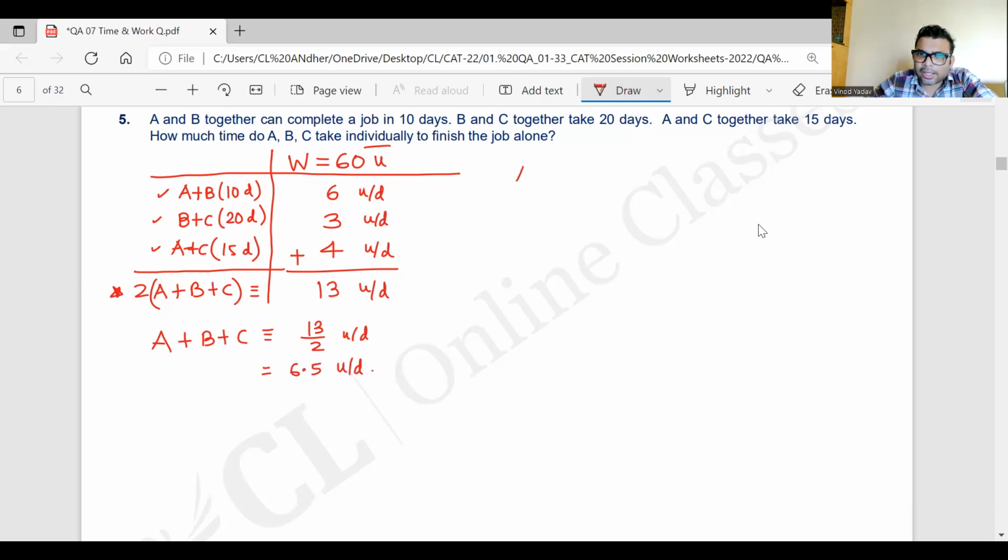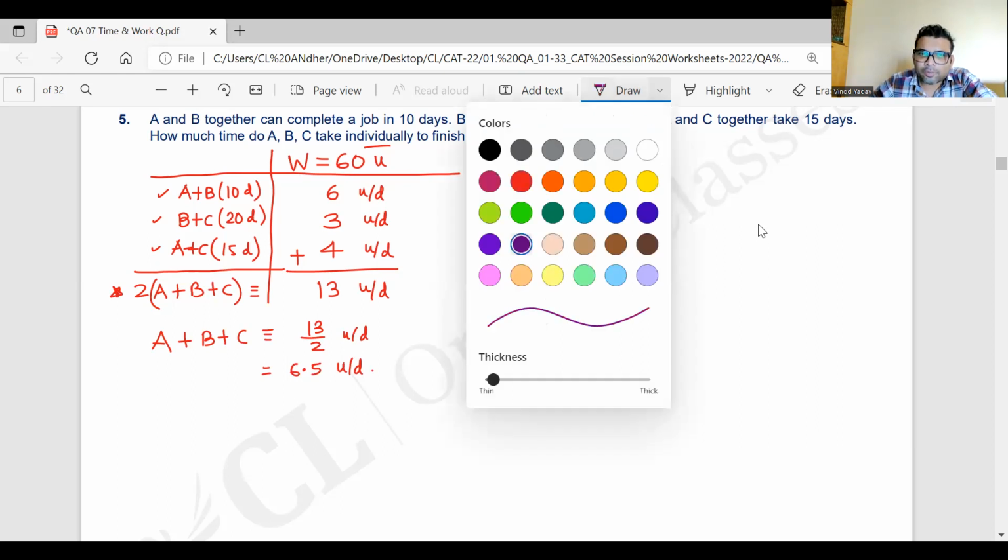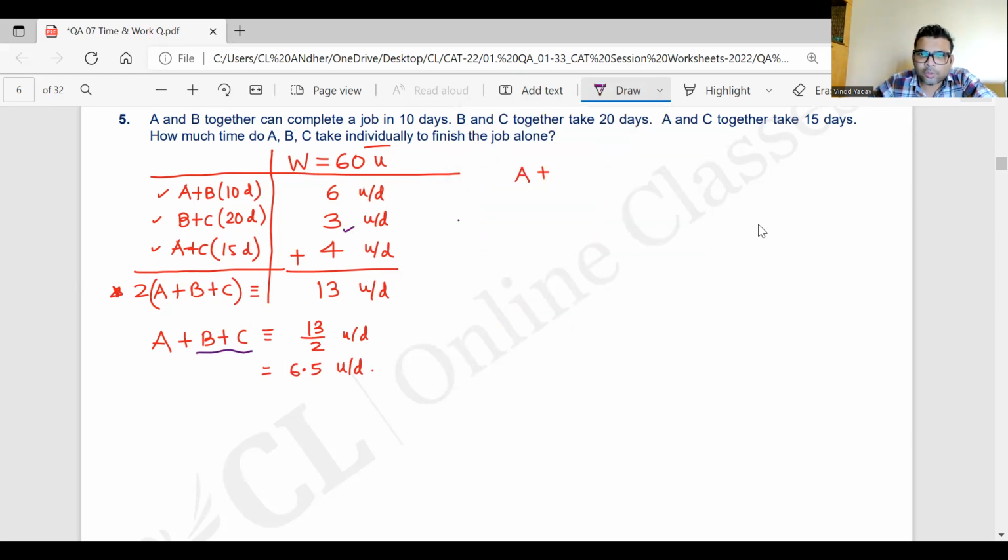Now if I want to find A's time taken, what will I do? Yes, I will get rid of B and C. B plus C is how much? 3 units per day, correct friends? So A plus 3 is 6.5. From here I got the efficiency of A. 6.5 minus 3, so 3.5. So A is doing 3.5 units per day.